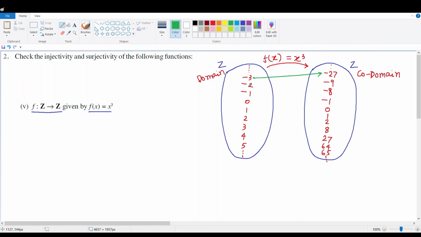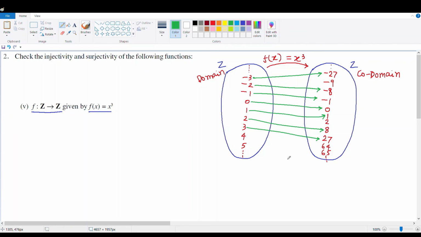Now if the input is negative 2, then if you plug it in here, it's going to be negative 8. So this is going to get connected with negative 8. Negative 1, x cube of that, so negative 1 cube is going to be negative 1. The cube of 0 is going to be 0, the cube of 1 is going to be 1, the cube of 2 is going to be 8, the cube of 3 is going to be 27, and so on.